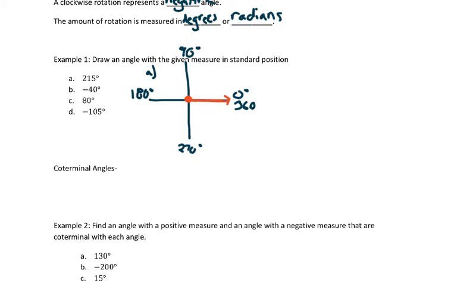So now for A, 215 degrees is between 180 and 270. So it needs to be between these, and it doesn't have to be exact, guys. I'm checking to see if you're in the right quadrant. So 215 is between 180 and 270. That's where we draw the line. And then we need to denote which part of the angle we're measuring. Since it's positive, we're going counterclockwise. So this would be our angle, 215 degrees.